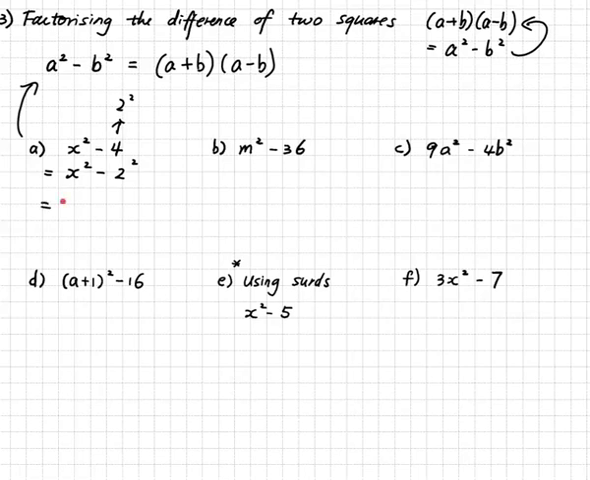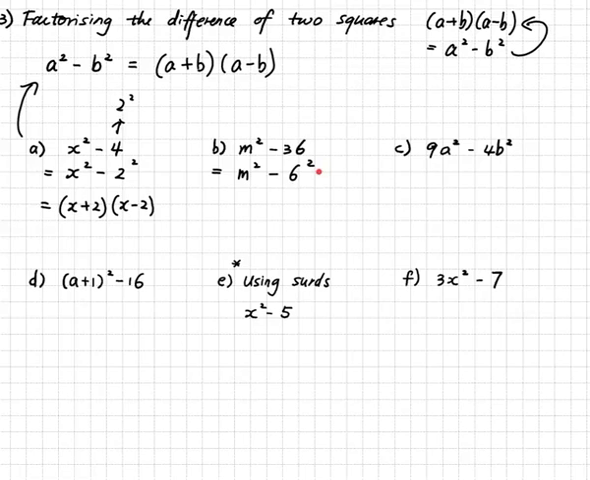So therefore, if I factorize it, that will be x plus 2 times by x minus 2. Make sure that your original question can be written as a squared minus b squared. Let's have a look at the second question. You have m squared, that's good, something squared, minus 36. 36 can be written as 6 squared.